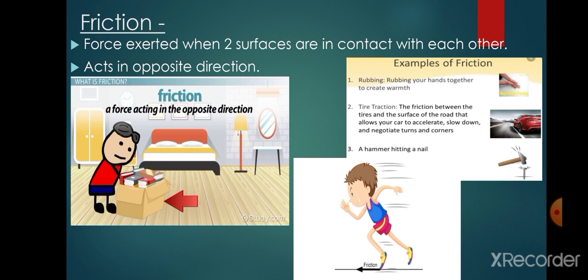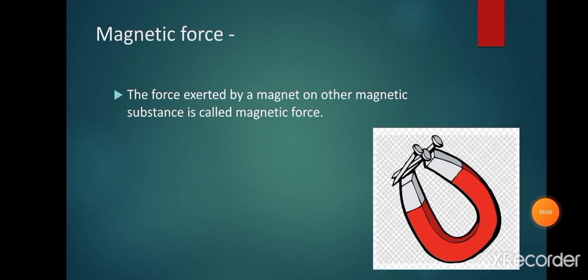Elastic force. This force is used to move things like a catapult. Sometimes when we want to chase birds like crows, we use a catapult to chase them. That is the elastic force. Magnetic force. What is magnetic force? It is a force exerted by a magnet on other magnetic substances.